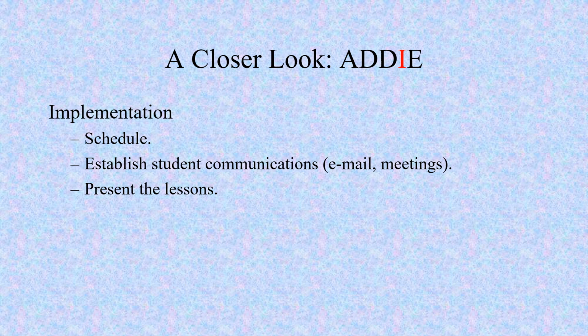The I in the ADDIE model refers to implementation. So here we're talking about scheduling, we're talking about establishing communications, we're talking about the presentation of the material to the learners. Or actually, in the first go-round, we're looking at presenting this to a sample group of learners, or the test group of learners.